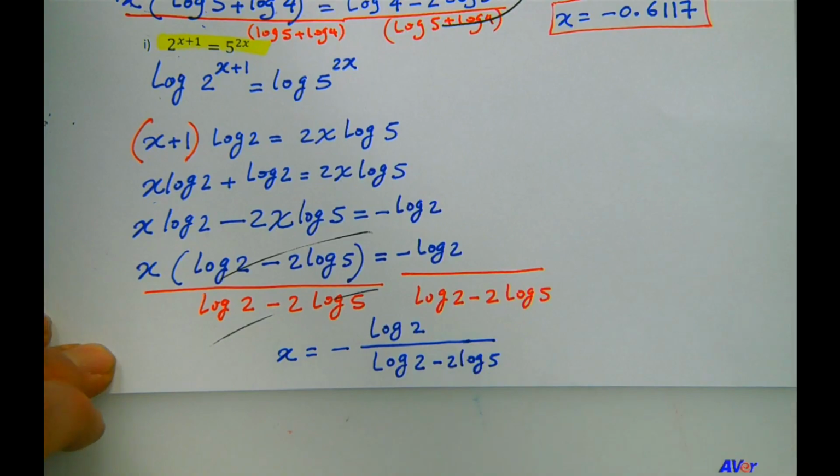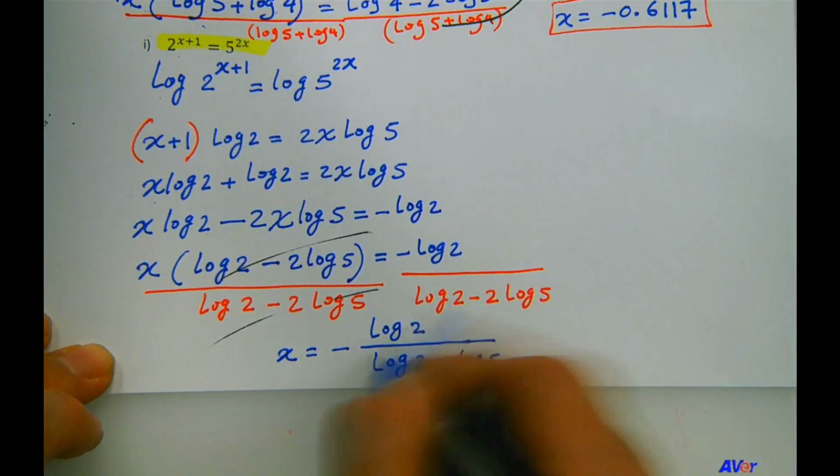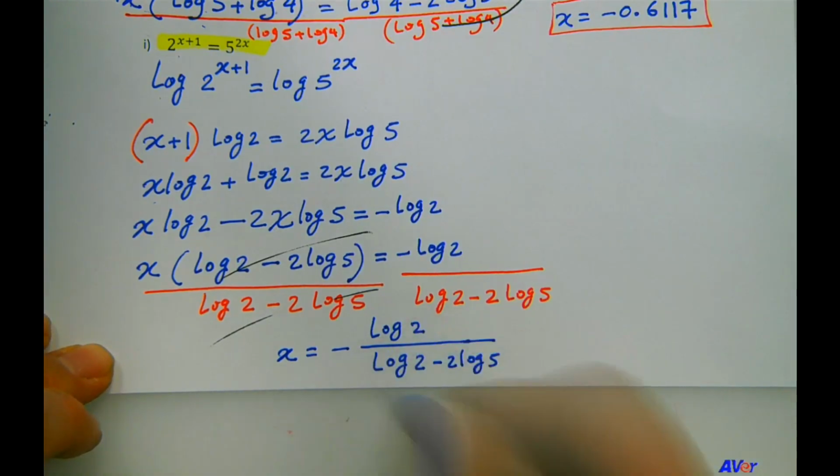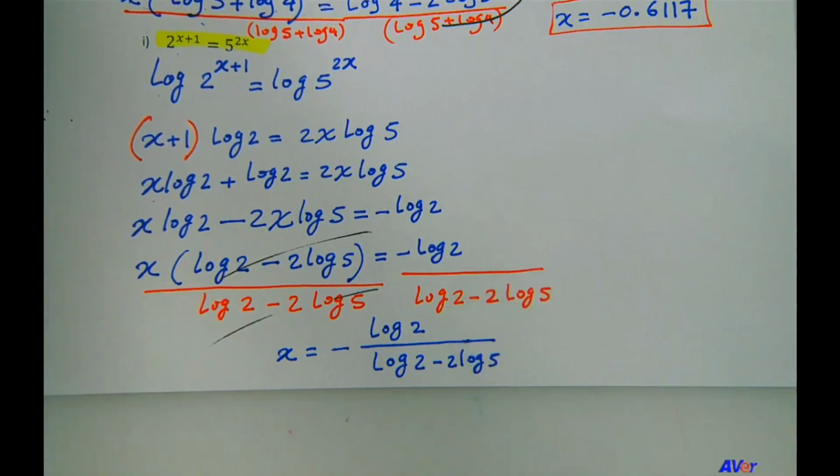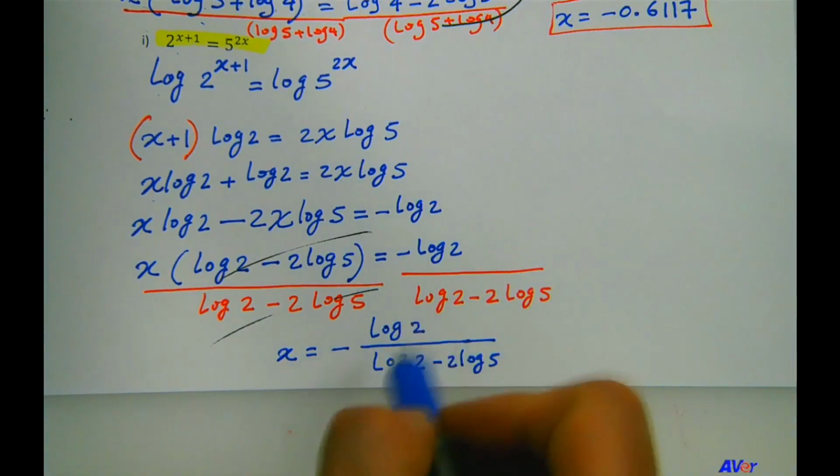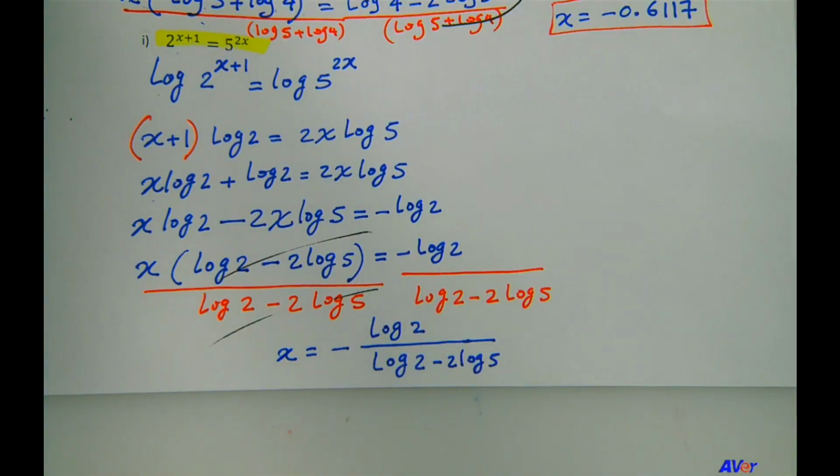Right? Can I do this? Can I cancel these two, log of 2 and log of 2? No, we cannot. A lot of people are still doing that. I don't know why. We cannot cancel this log of 2 by that log of 2 because this one in the denominator is being subtracted from the other one.